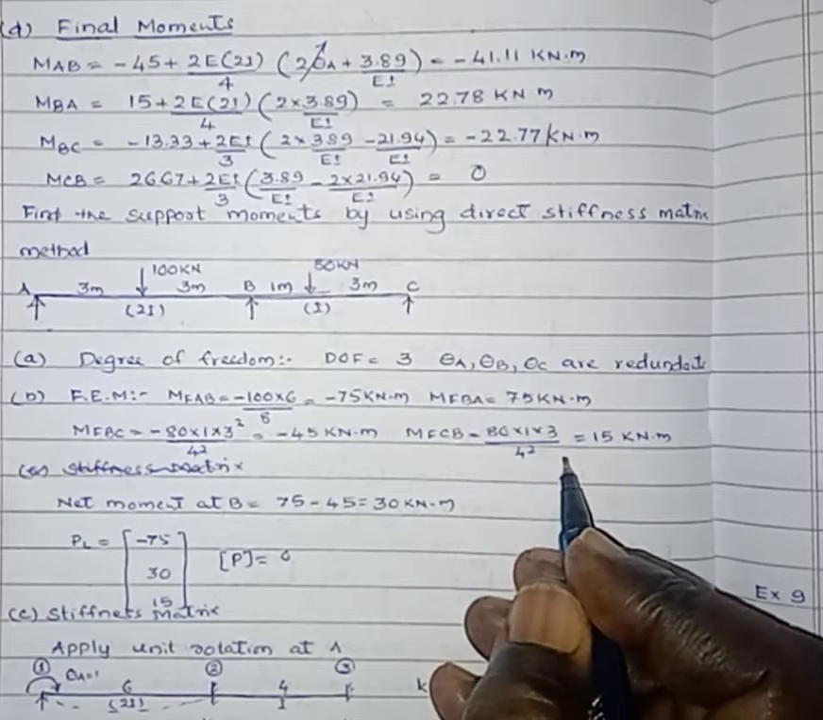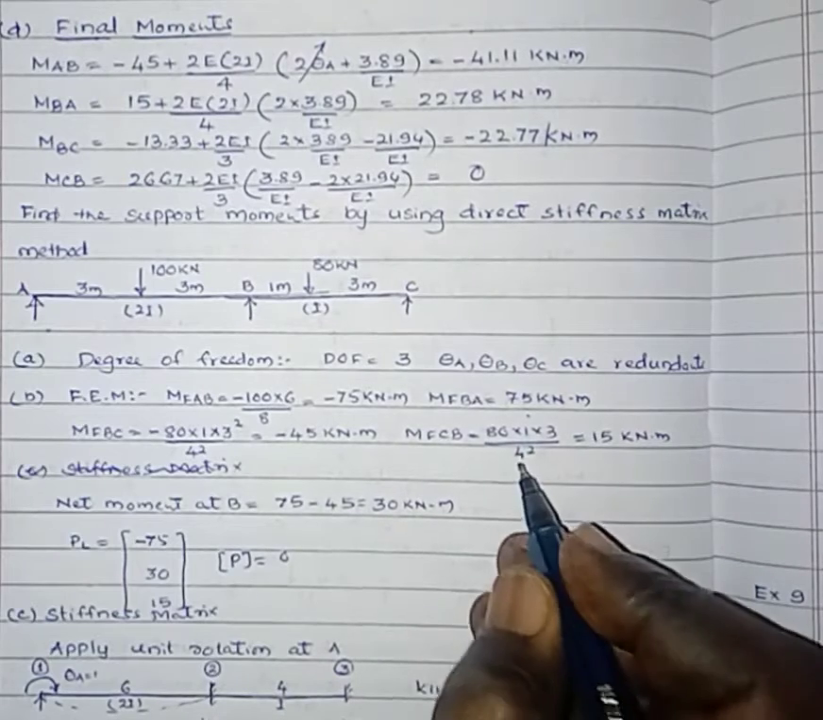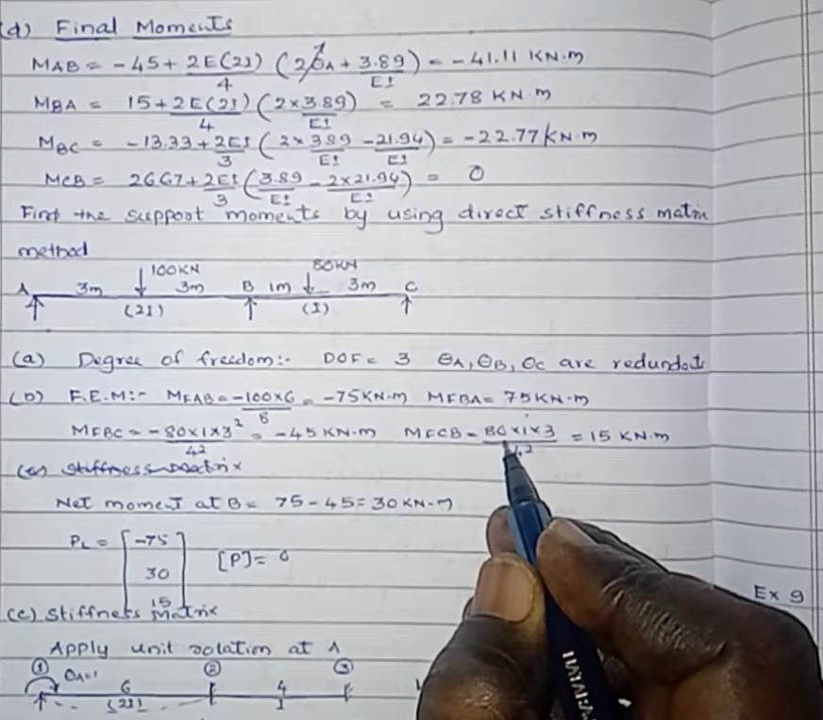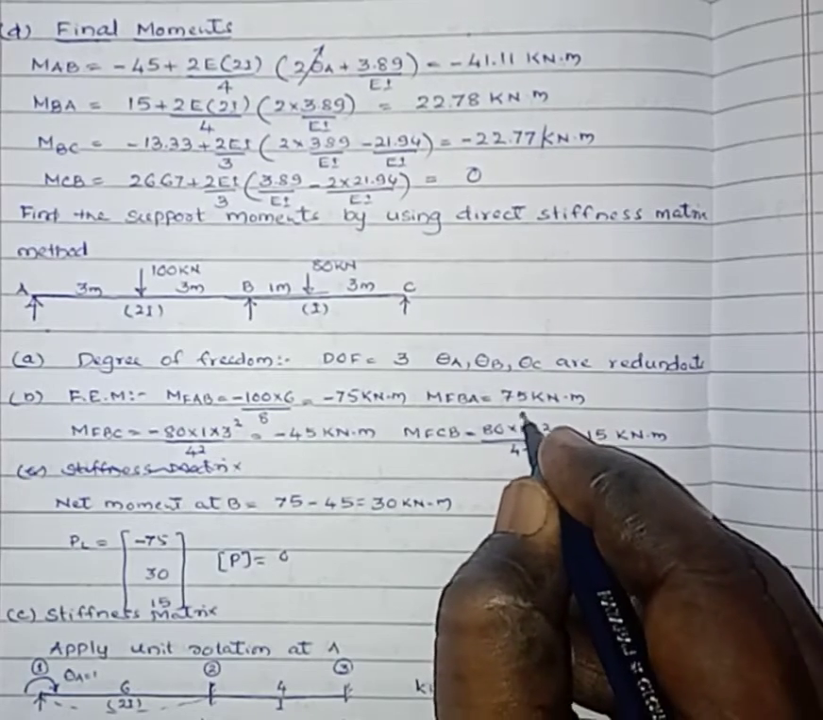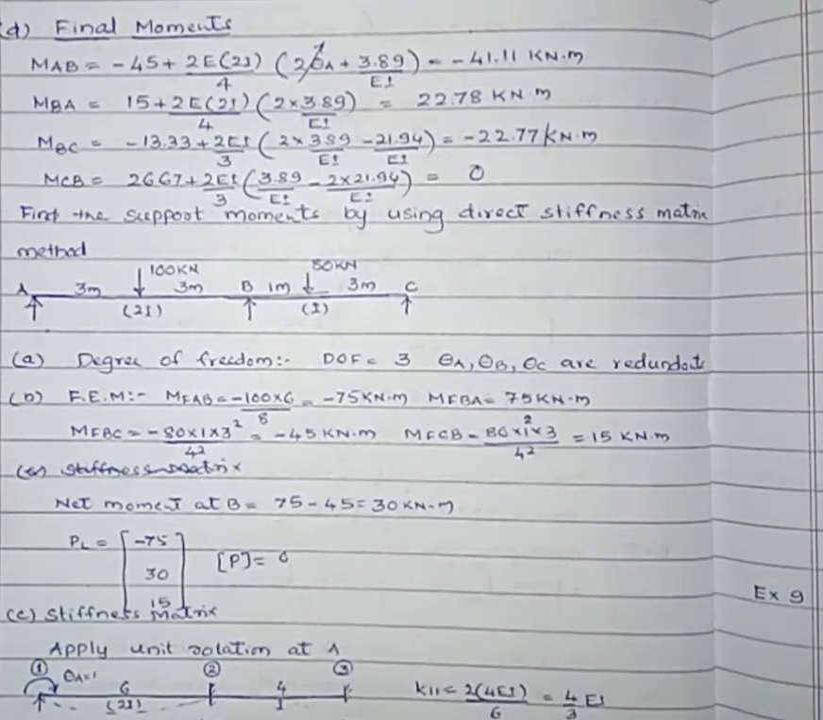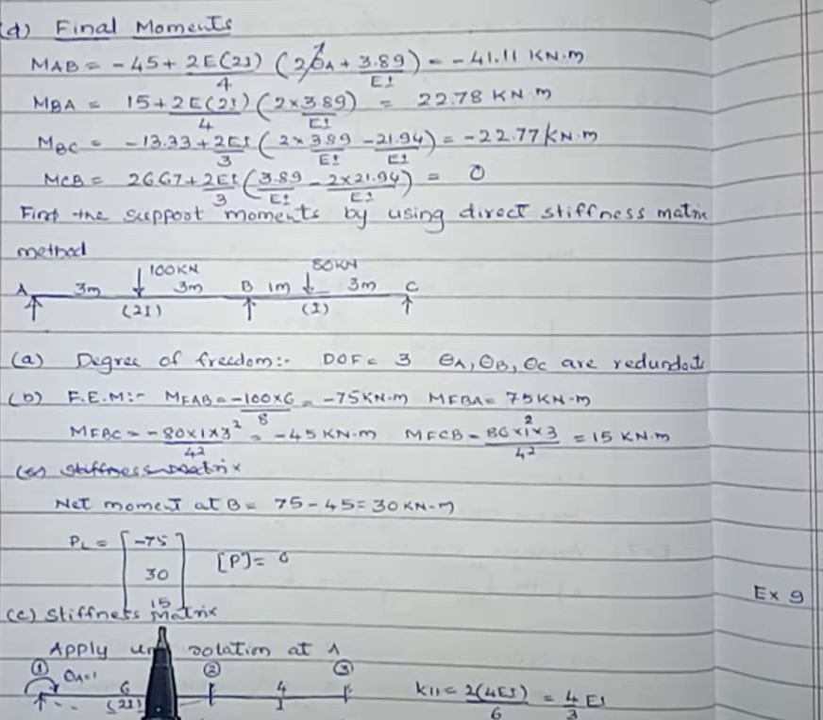MFCB is W a square b by L square. Here W is 80, a square is 1 square, into b is 3, divided by L square, that is 4 square. By simplification, that is 15 kilonewton meter.